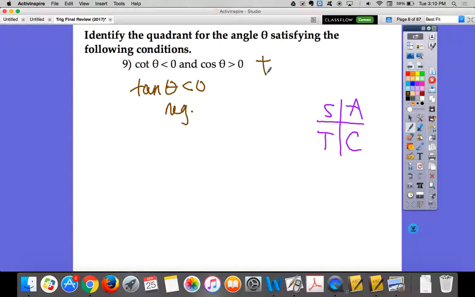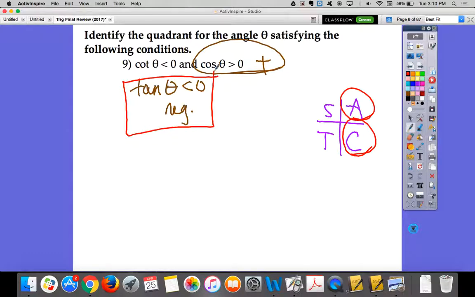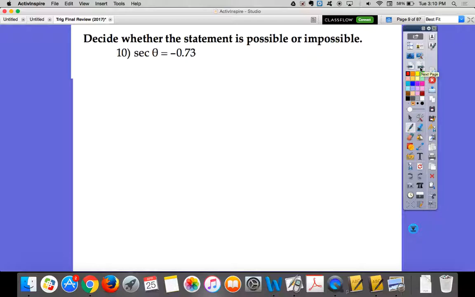Now, it doesn't matter which one you start with, but just pick one and roll with it. Most people like to think with positives first. So where's cosine positive? Everybody's positive in the first. Cosine's positive in the fourth. Now, whittle it down some more. Which one of those two that I just circled has the value where tangent is negative? Well, since everybody's positive up here, it's got to be in fourth quadrant. That's the winner. All right, let's keep going.